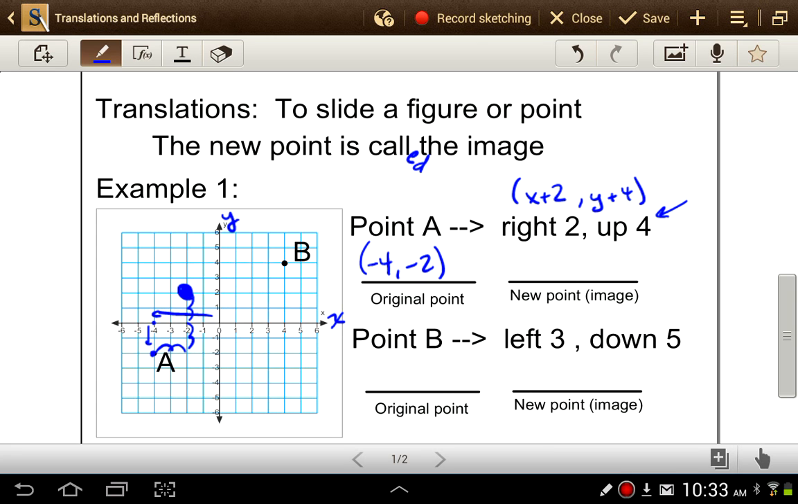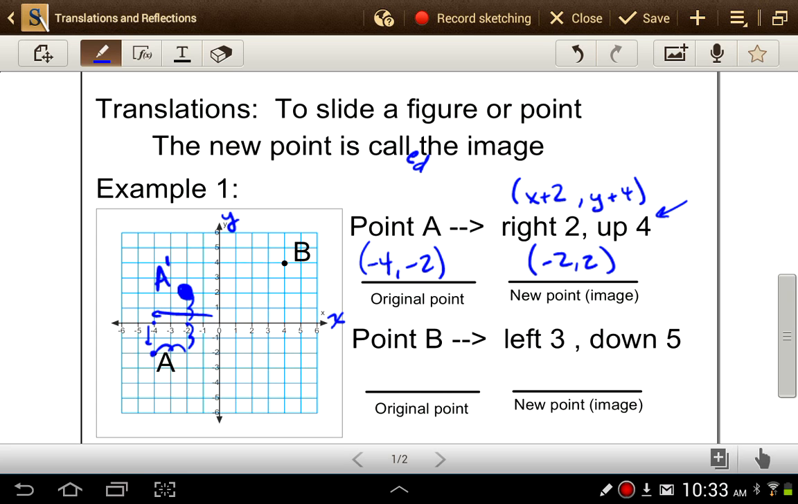Now to label the image, we usually use prime notation, so you can label that. And then I want you to tell me what the new ordered pair is. So now the new point is at -2, 2. So that's -2, 2. And that's it. Okay, you've moved it, you got to draw it moved, and then you write down the ordered pair of it.